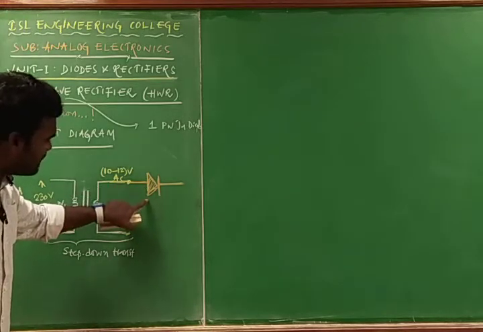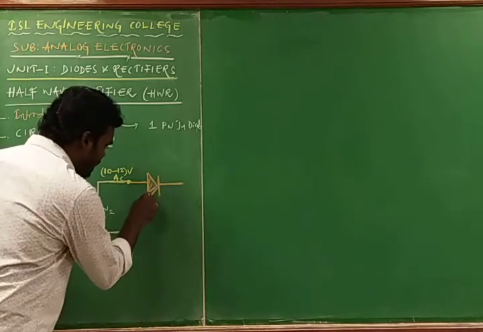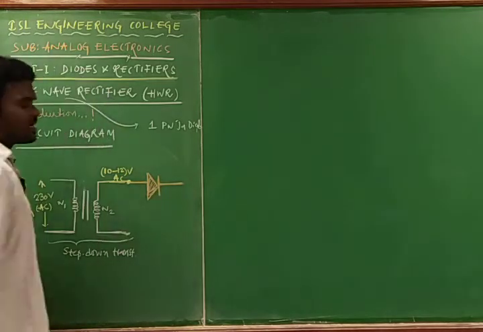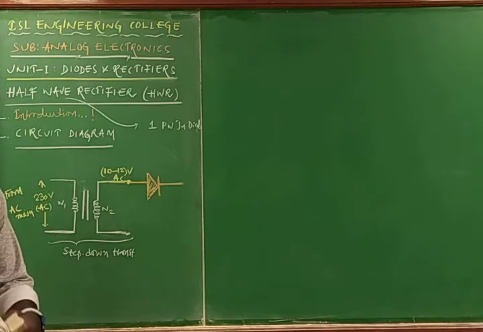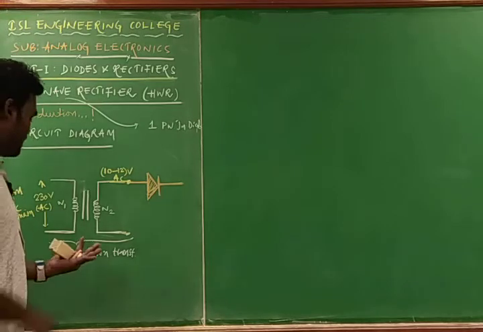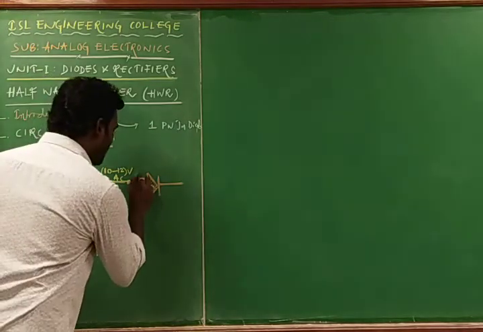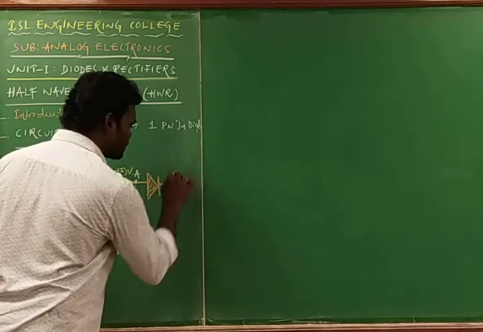This arrowhead is indicating the conventional current direction of the PN junction diode. The conventional current direction is always the hole direction, which moves from positive to negative. So this electrode or terminal is named as anode, and this terminal is named as cathode.